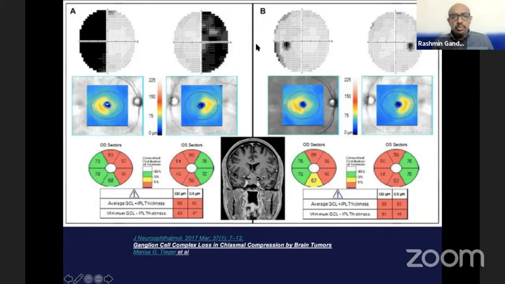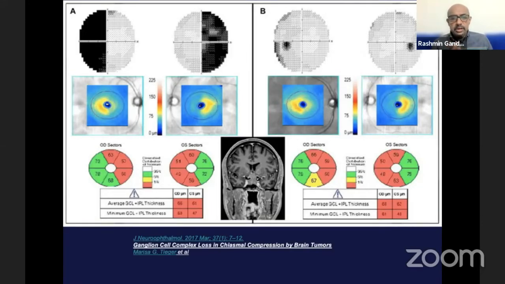And as you see here, on the binasal macular side the GCC is thin, which gets reflected into bitemporal hemianopia. This is a patient with a chiasmal compression. Following surgery, around a year later, the visual field has resolved. Of course, there is no change in the GCC thickness.